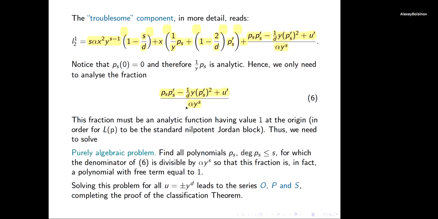you have this kind of miracle, as I say, miracle happens, and you have a numerator which is divisible by y to the power s. Well, this can be done, and if you do it carefully, you will get just this series O, P, and C. You will get all possibilities for this polynomial P_s, depending, of course, on u, and this is the minus determinant of our operator, and for each u, for each d, you will get a series of polynomials.